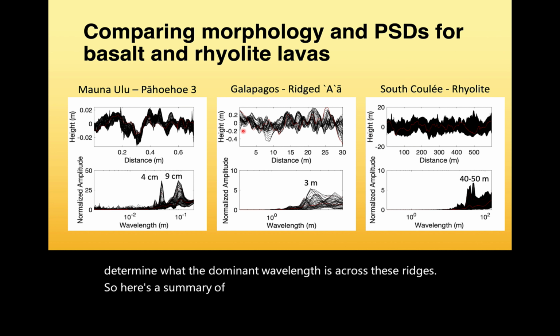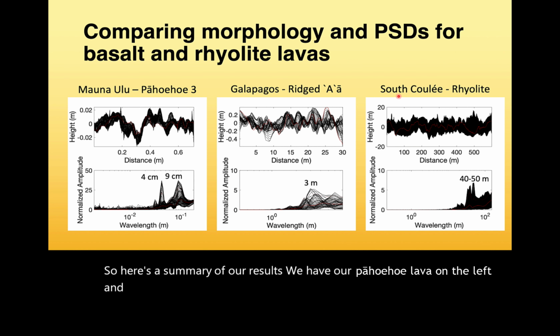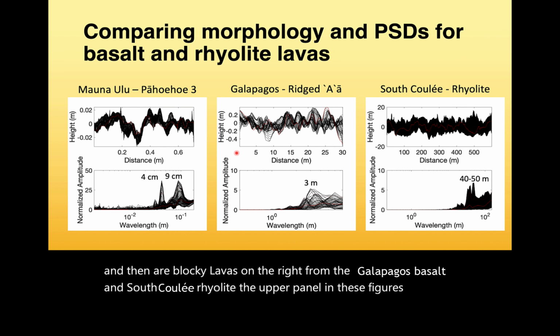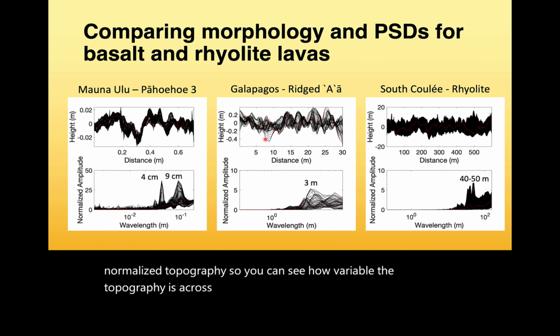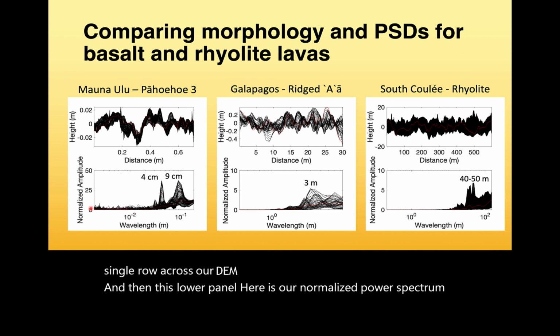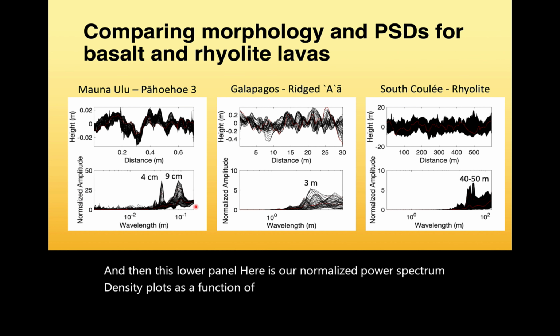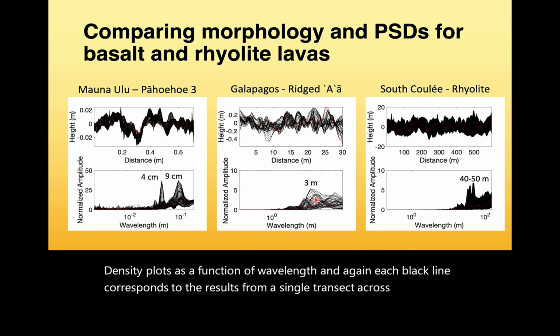So here's a summary of our results. We have our Pohoihoi lava on the left, and then our blocky lavas on the right from the Galapagos basalt and South Cooley rhyolite. The upper panel in these figures are the normalized topography, so you can see how variable the topography is across the DEM. Each black line corresponds to a single row across our DEM. And then this lower panel here is our normalized power spectrum density plots as a function of wavelength. And again, each black line corresponds to the results from a single transect across the DEM.